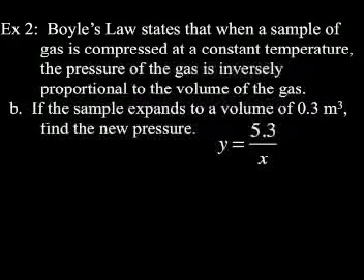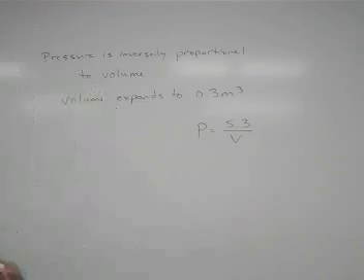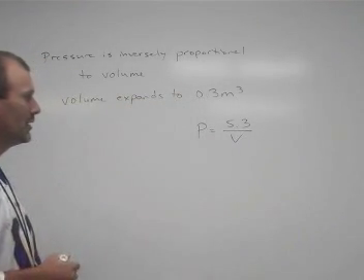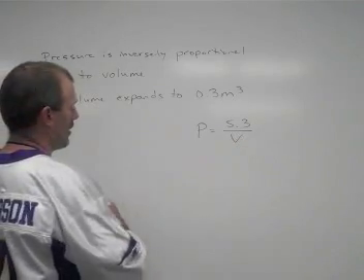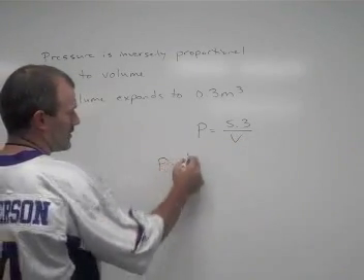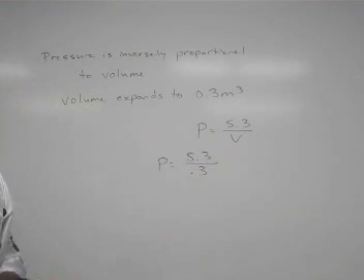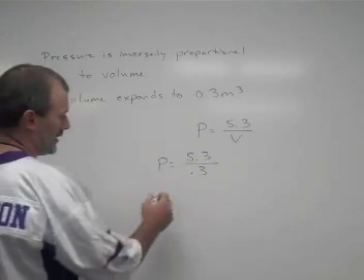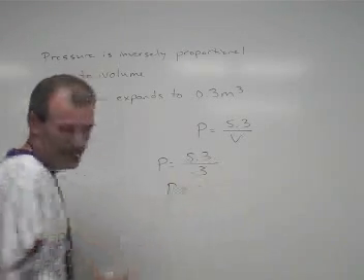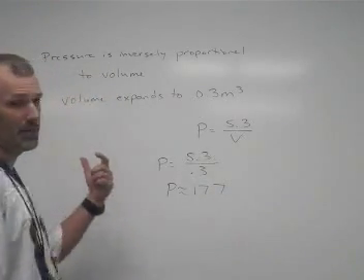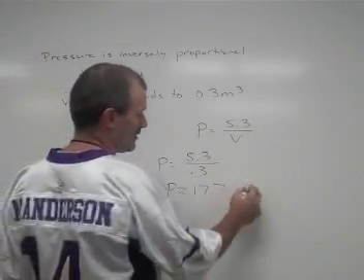Part B: if the sample expands to a volume of 0.3 meters cubed, find the new pressure. To continue this problem, we're told that the volume is now expanding to 0.3 meters cubed, and so that just requires us to put in our new volume, and so that is 5.3 divided by 0.3. Again, that's just calculator work. Type it in, 5.3 divided by 0.3, and we get approximately, and this is rounded off, 17.7. Since that's a pressure, that would have the same units as before, so that is kilopascals.